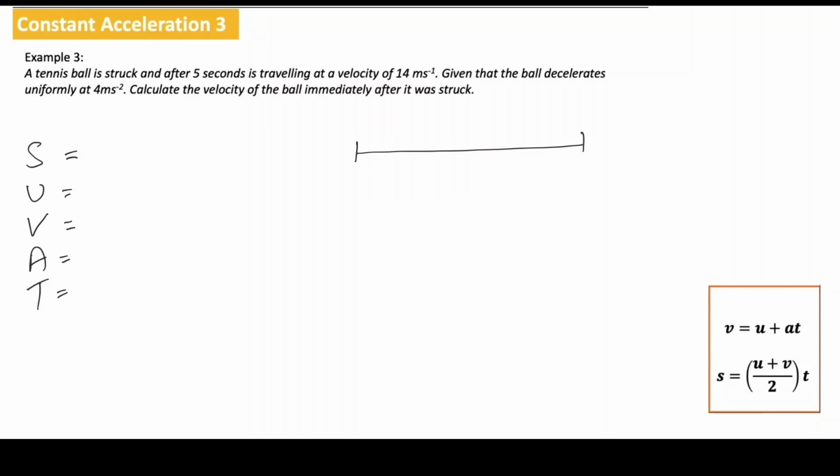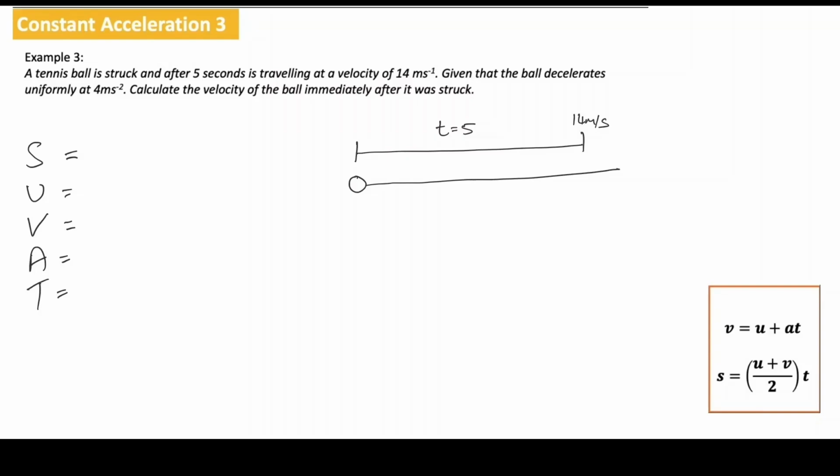A tennis ball is struck. After 5 seconds, it is traveling at a velocity of 14 meters per second. That's a new velocity. It's not the initial velocity. That's the velocity after 5 seconds, the velocity later on. This is the 14 meters per second. The initial velocity we don't currently know.